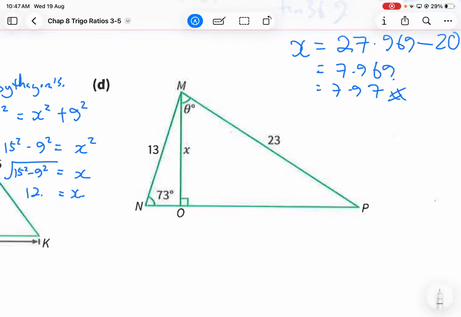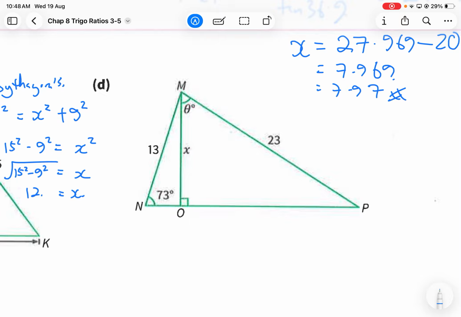Just now the angle is 73. When the angle is 73, x is the opposite. But now the angle is theta. My x is now adjacent, which is what I mentioned just now. It will change according to the angle that you look at. So now x is my adjacent, 23 is my hypotenuse, adjacent, hypotenuse, I should be using cosine.